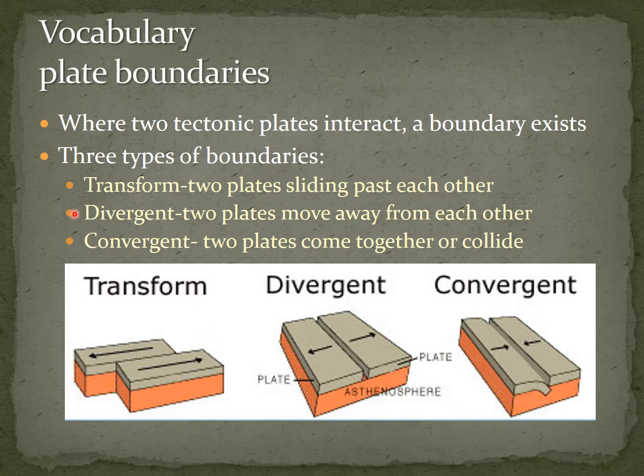A divergent plate means two plates move away from each other. So this one's moving this way, this one's moving that way, so they're moving away. And convergent are two plates coming together or colliding. So they're going against each other. They're basically butting heads, like bowls.